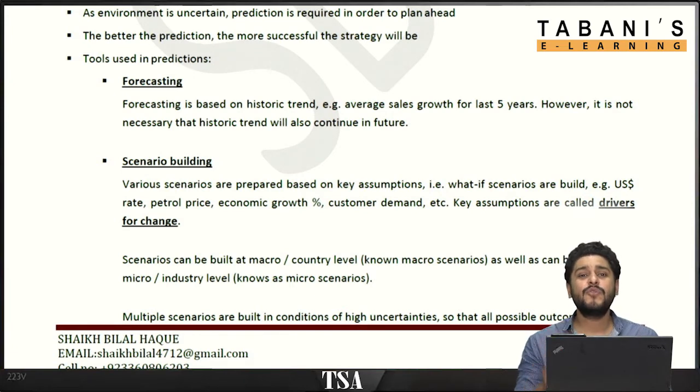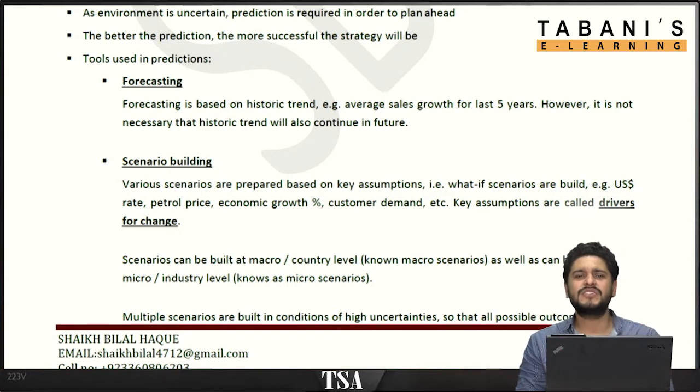Customer demand. If more and more people are becoming health conscious, they won't be driving cars, they'll be buying bicycles. So should I enter the car industry or should I go for the bicycle industry? Obviously, these are the areas on the basis of which I'll be taking my decisions, and these key assumptions are known as the drivers for change.